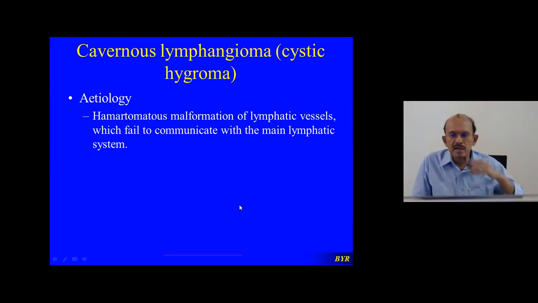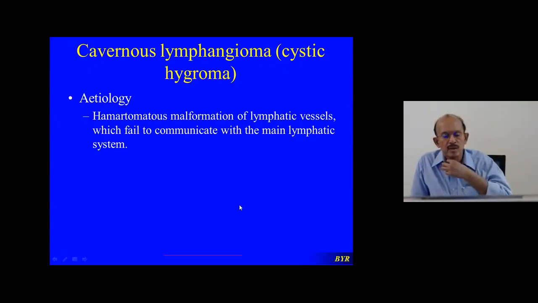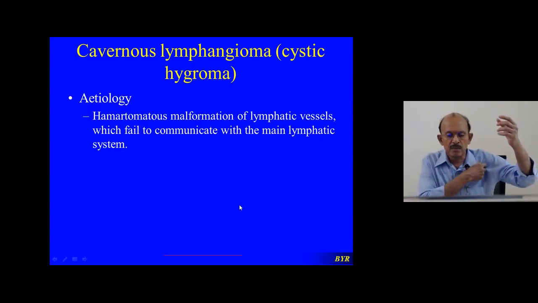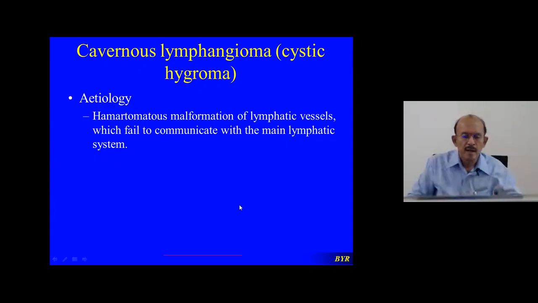The main lymphatic ducts are the jugular lymph trunks, the subclavian lymph trunk of the upper limb, and the thoracic duct and right lymphatic duct of the trunk. So all the lymphatic plexuses will have communication with these lymph ducts.